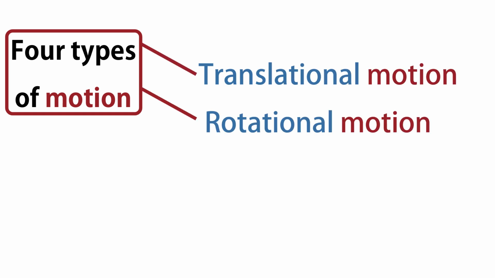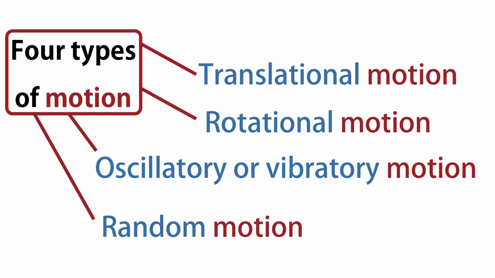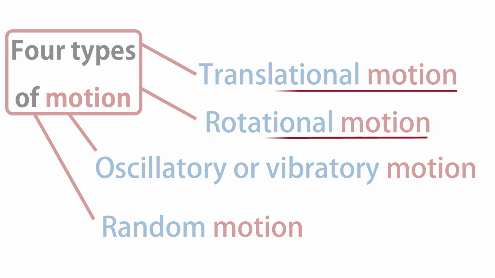In summary, we have 4 types of motion, which are translational motion, rotational motion, oscillatory or vibratory motion, and random motion. But sometimes a body may experience a combination of translational motion and rotational motion. In this case, the body is said to undergo planar motion. An example of a body that undergoes planar motion is a rolling football.